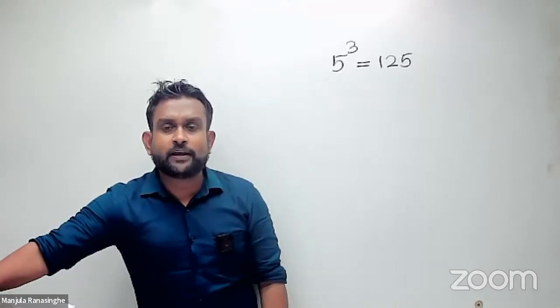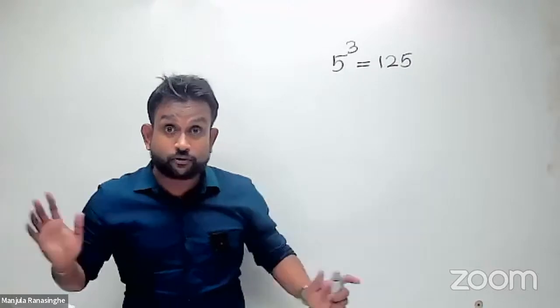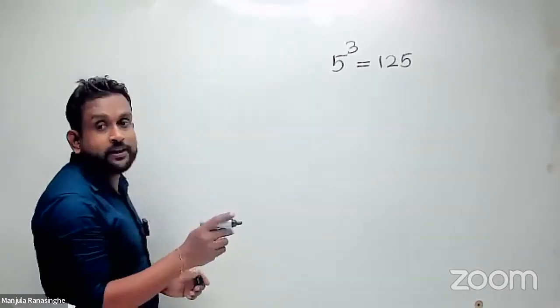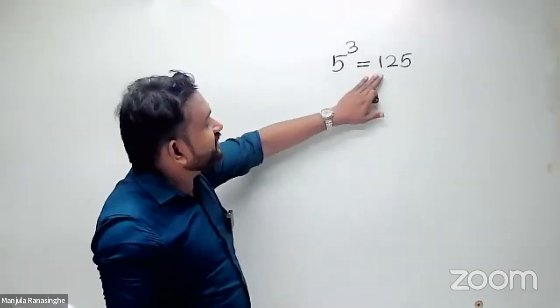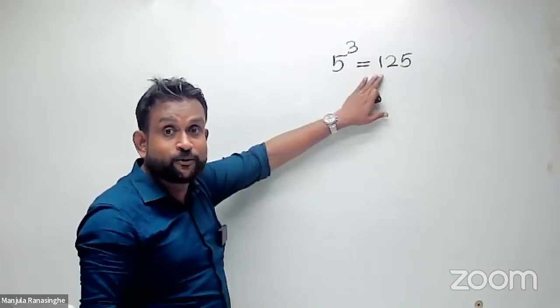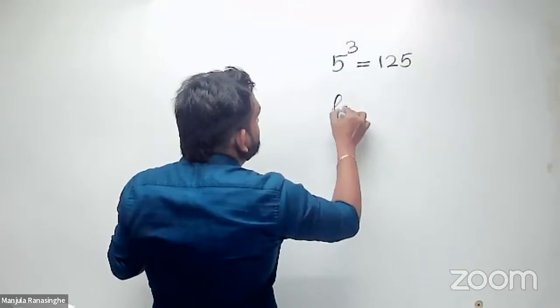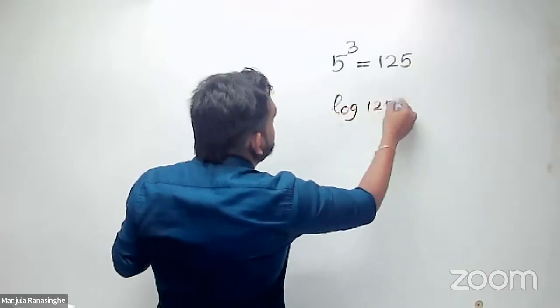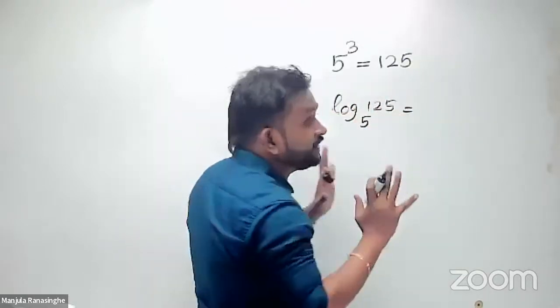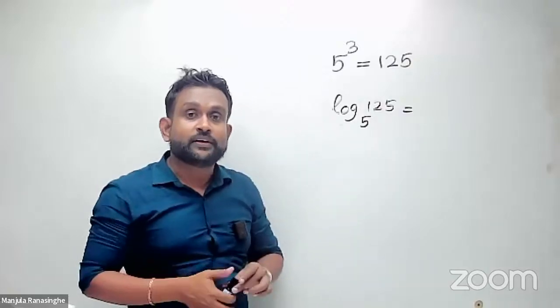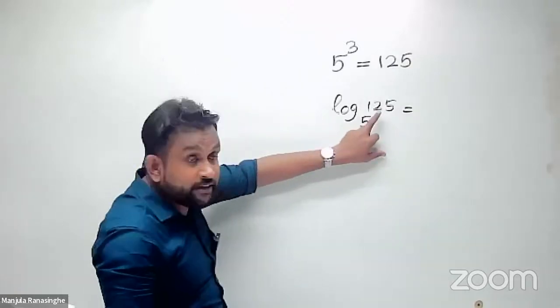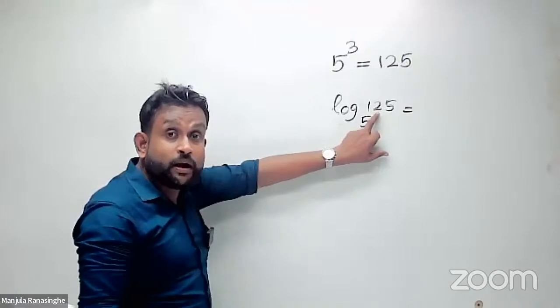Right. Find the value of log 125 to the base 5. They are asking for the logarithm of 125 to the base 5. So how do we determine this answer? We think in this way.